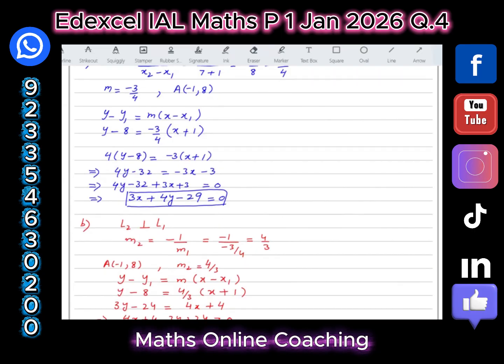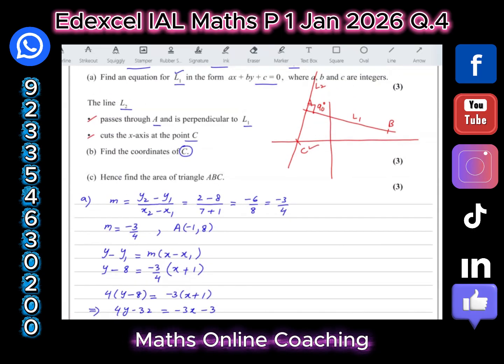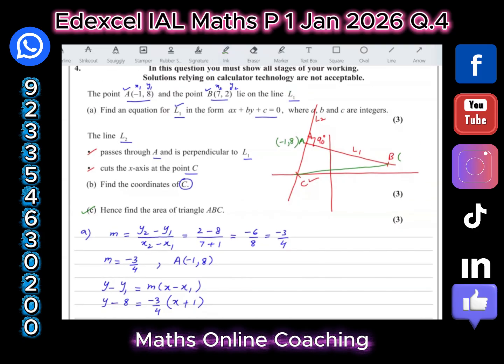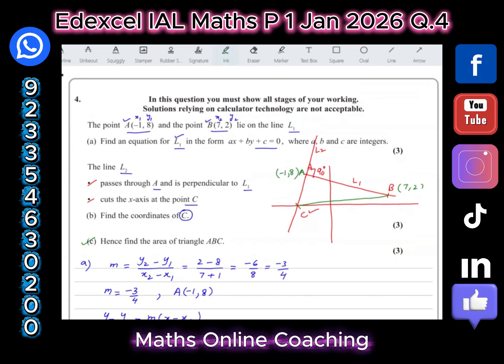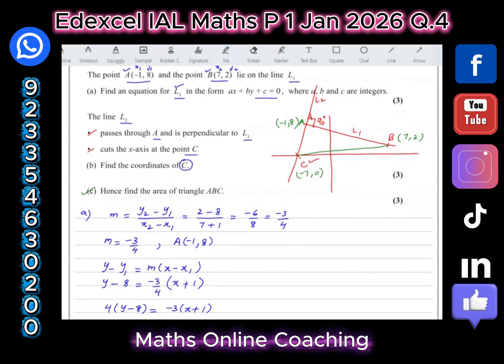Now let us go to part C. Part C is: hence find the area of the triangle ABC. Now join the point B to C to form the triangle ABC. The point A is (-1, 8), the point B is given as (7, 2), and the point C is (-7, 0). These are the three vertices of the triangle and we want to get the area of the triangle.